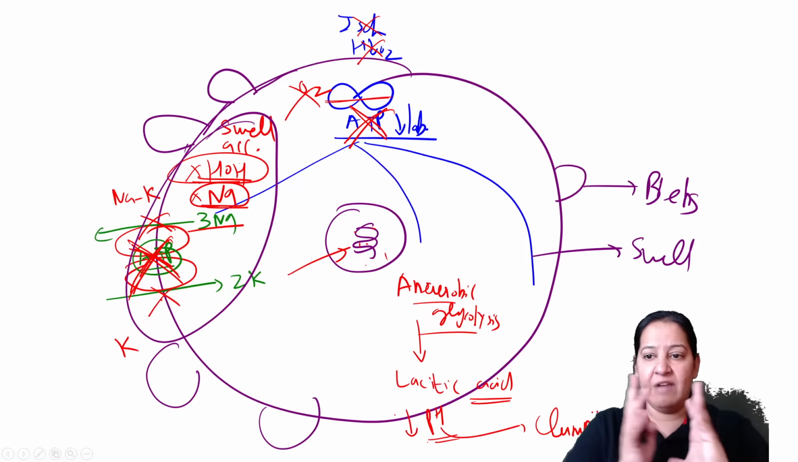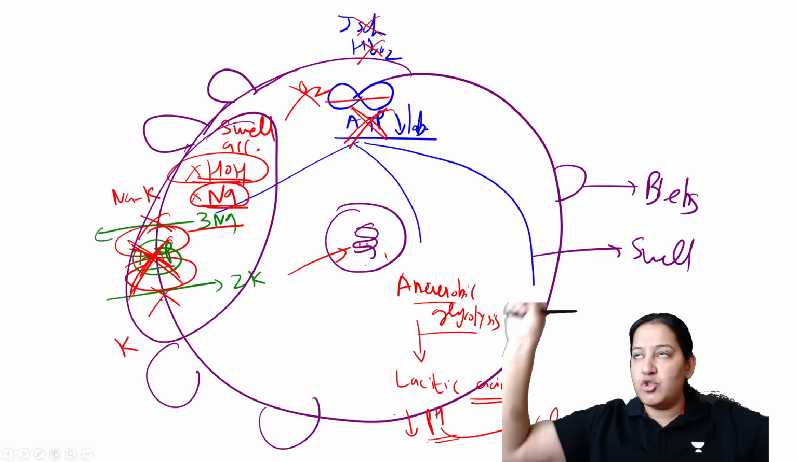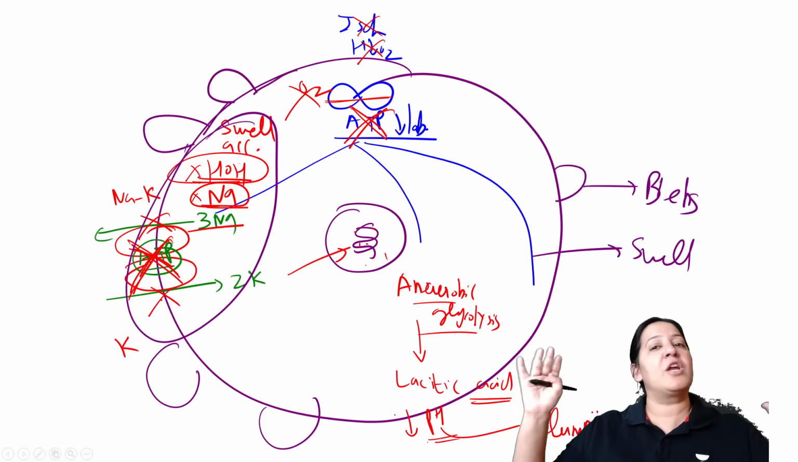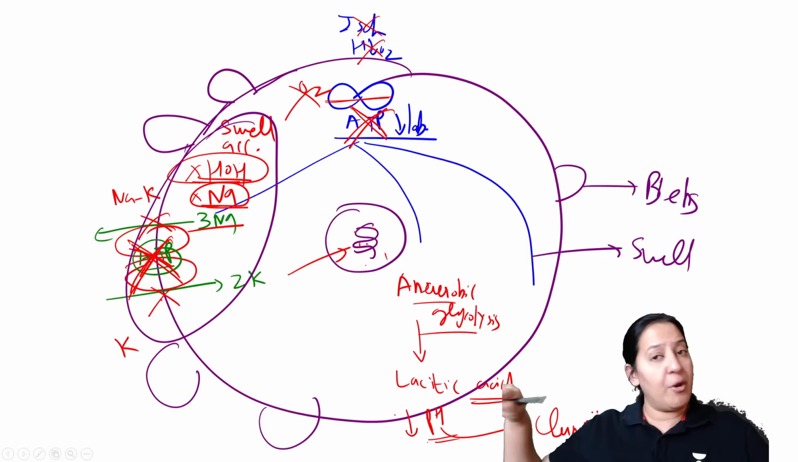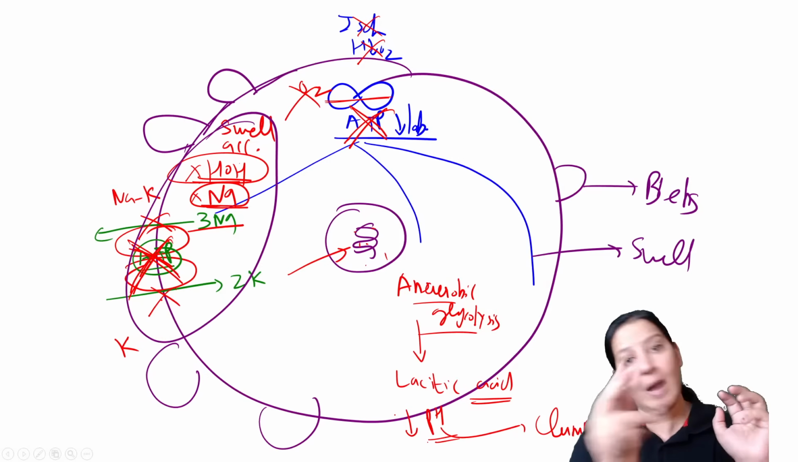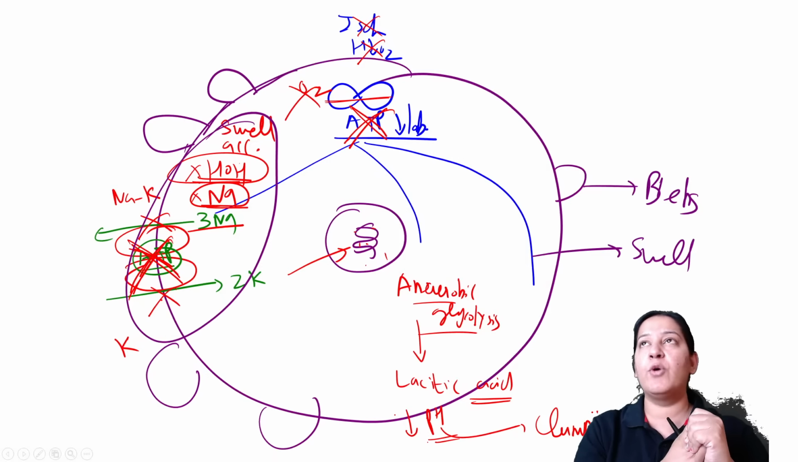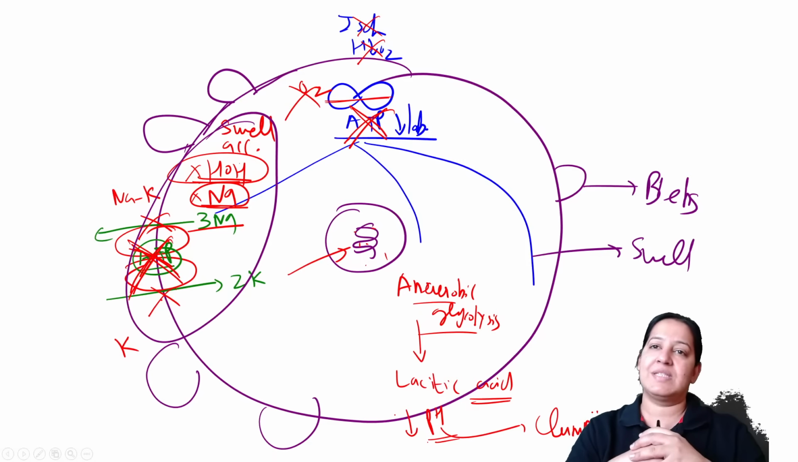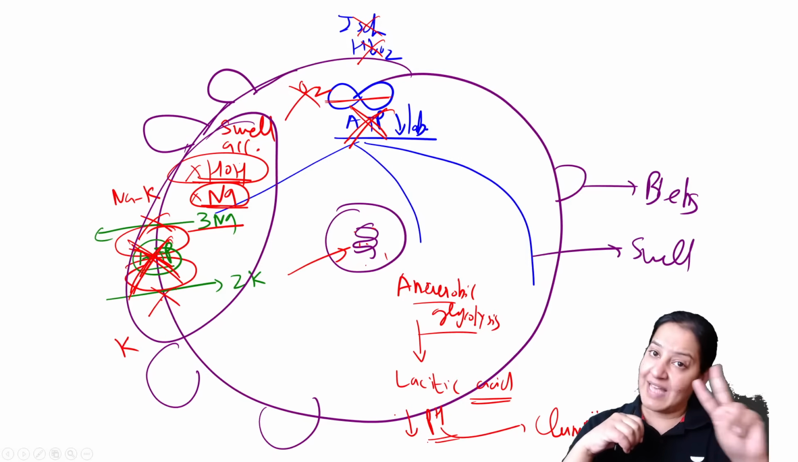Now imagine a cell which is swelled up, the surface is showing blebs and the nucleus is clumped. What is the reason for swelling? Sodium potassium pump not operating. What is the reason for blebs? The same reason, sodium potassium pump not operating. And what is the reason for clumping of nucleus? The reason is lactic acid formation, which is leading to acidic pH of the cell. Give me a thumbs up if you got it. That is the second story.